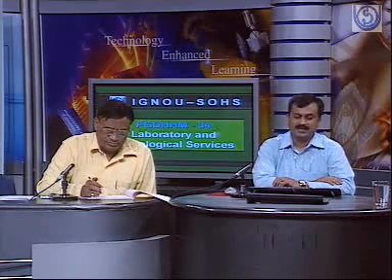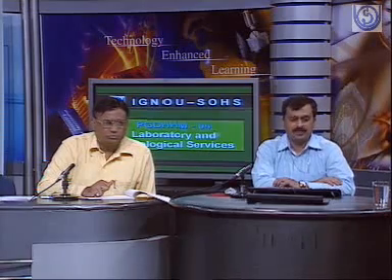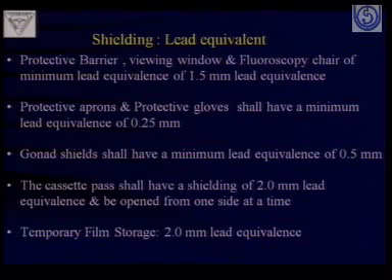Yeah, sure. There are various requirements of lead equivalents, which is called shielding, like 1.5 lead equivalent has to be there for the viewing window, fluoroscopy chair, protective aprons, protective gloves, gonadal shields, the cassette pass requirement, and the requirement of the door. All this needs to have a certain lead equivalent available. Then only it becomes protective equipment.